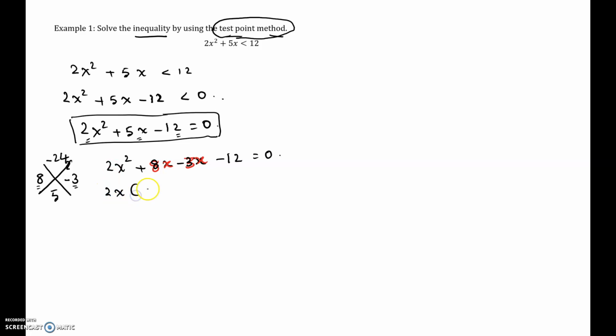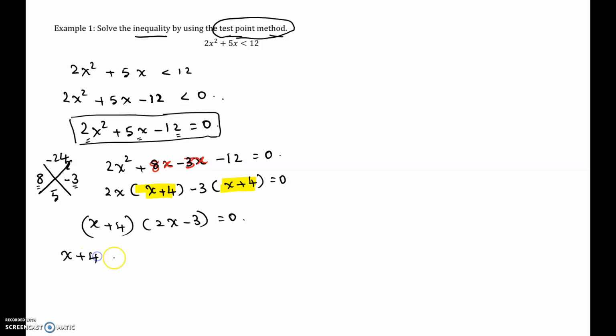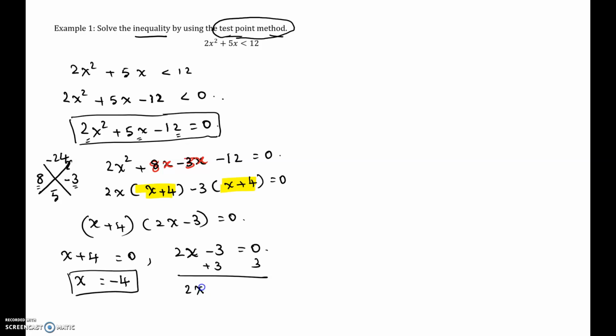In the first two terms, remove 2x, then it becomes x plus 4 inside. In the second two, remove negative 3, then it becomes x plus 4 inside. So now x plus 4 is a common factor which can be taken out, times 2x minus 3, equal to 0. This gives us two equations: x plus 4 equal to 0 and 2x minus 3 equal to 0. So x equals negative 4 is one value. The other value: 2x equals 3, so x is 3/2.